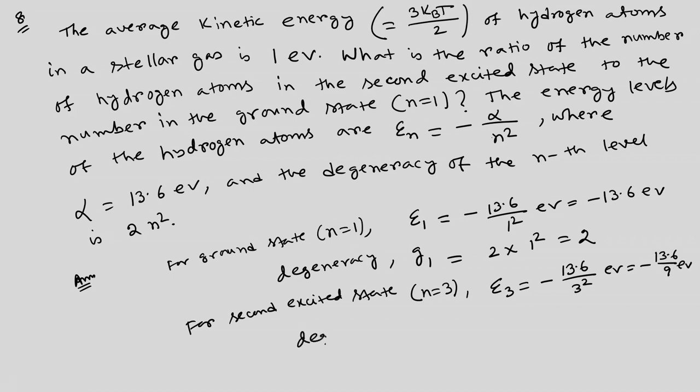And the degeneracy of the second excited state, we say this is G3, so this is nothing but 2 times 3 to the 2, so this gives us 18.